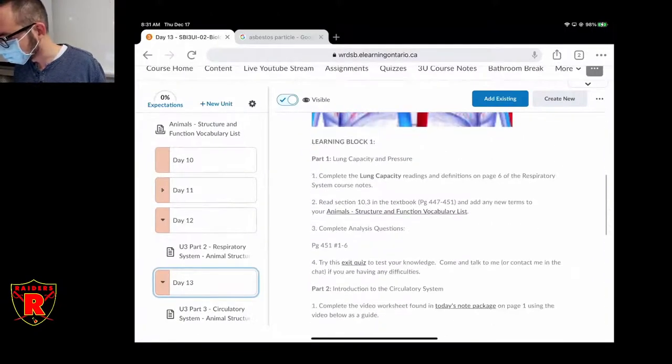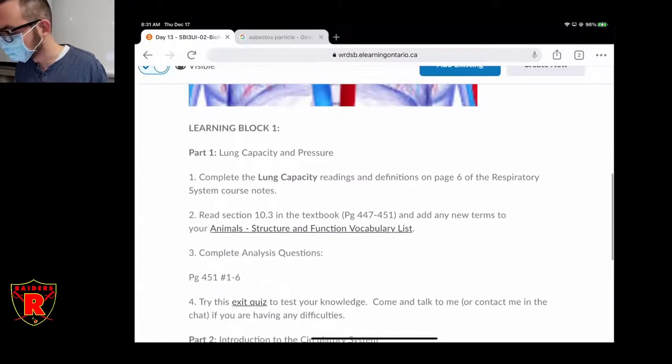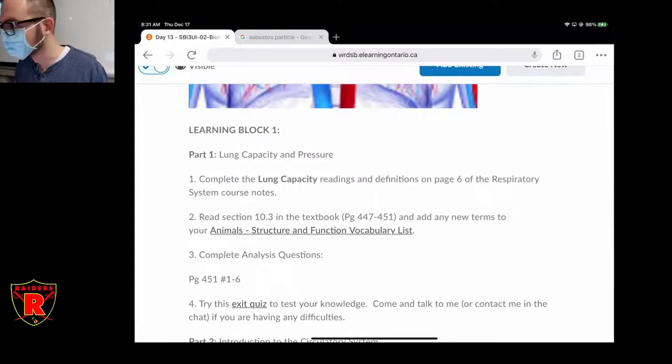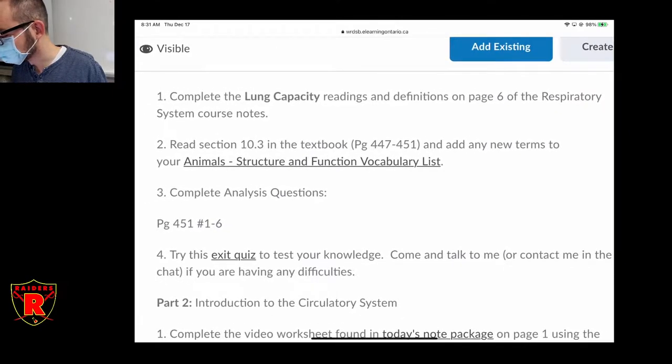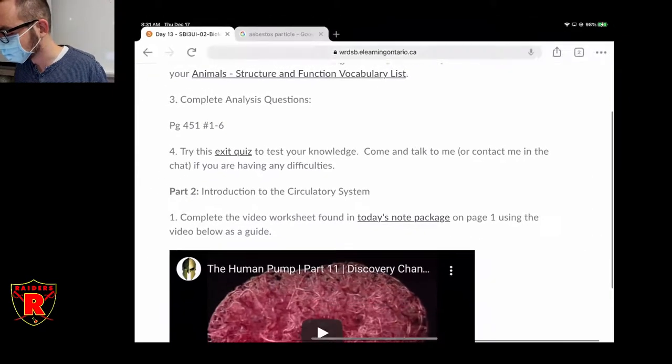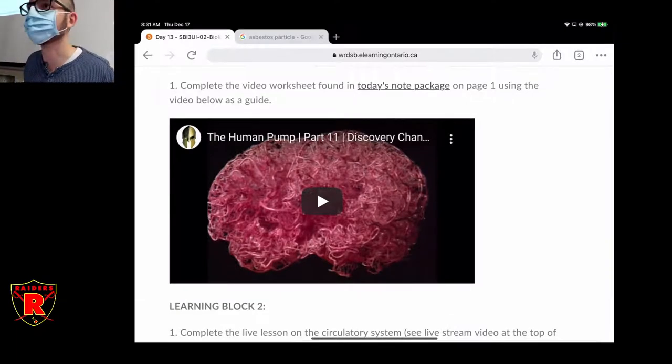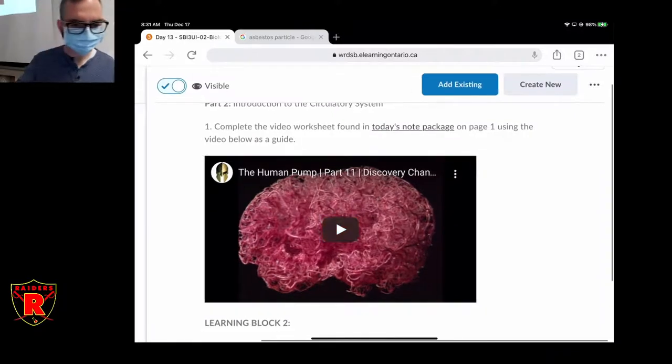So this is, like I said, there's a reading in the textbook that goes along with the lung capacity sheet that's in your notes. Then there's a follow-up reading here on some functional stuff about the respiratory system and some questions for the text. And then when you're done, there's this cool little documentary. I highly recommend this one. A lot of great visualizations in there. Feel free to ask questions if you need anything.